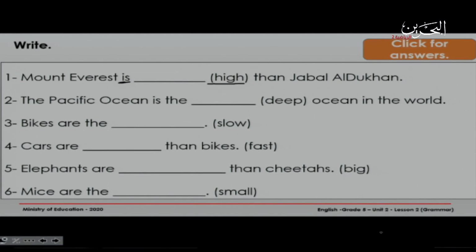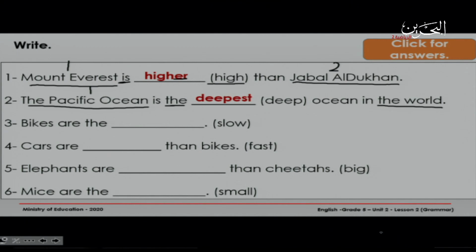Now let's check your answers. Let's look at number 1. Mount Everest, group number 1, is blank than Jebel al-Dukhan. This is group number 2. What do you think is the answer? Higher. We added ER to the adjective. Well done. Let's look at number 2. The Pacific Ocean, group number 1, is the blank ocean in the world. Okay, so here we have the. Pay attention. What's your answer? Deepest, the deepest. We added EST to the adjective.